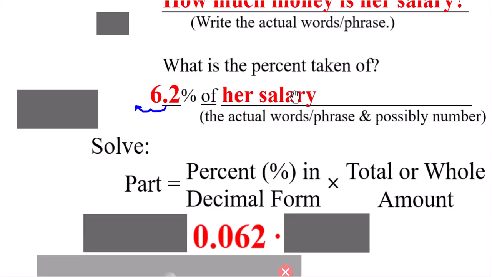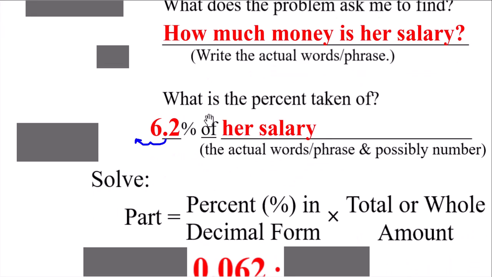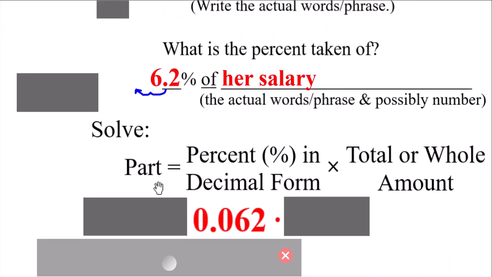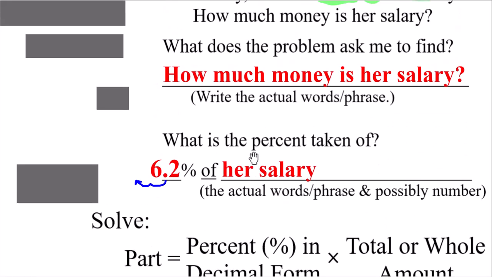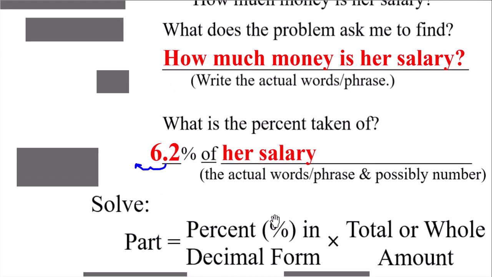So now we got to do a little thinking here. Do we know her salary or is it unknown? And if you're like, well, is the 4,805 her salary? Go back and read those words. She's going to give 4,805 to charity. That's not the salary. That's the part that she gives to charity. Yes, I'm using the word part on purpose. Spoiler alert for what we're eventually going to put in for the part. If the question is how much is her salary, then that means the salary is the unknown. So there you go. Her salary is unknown.